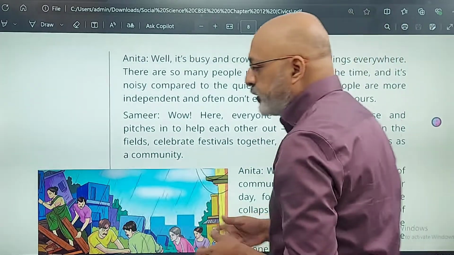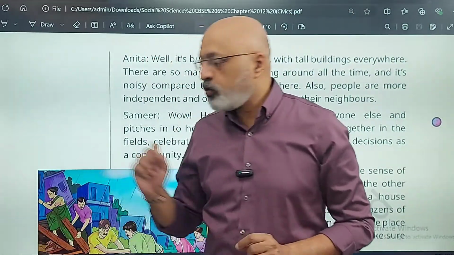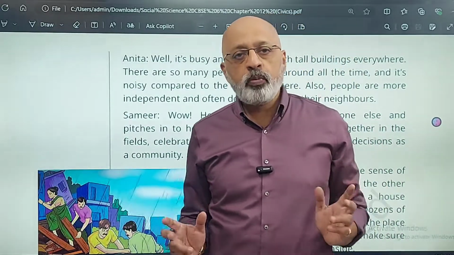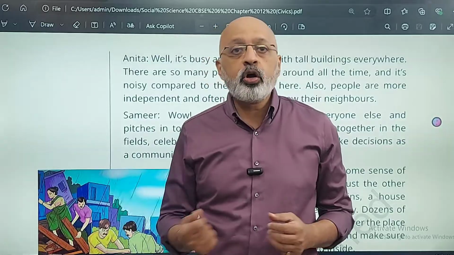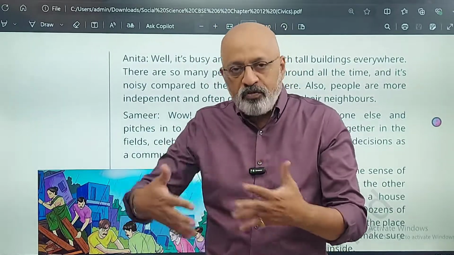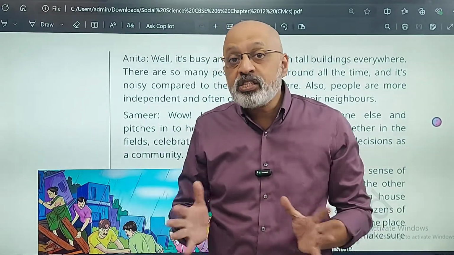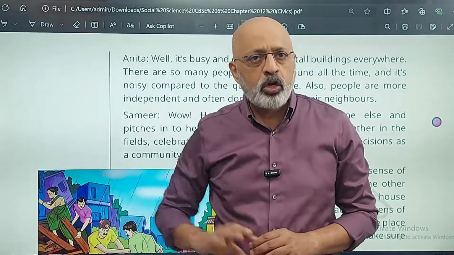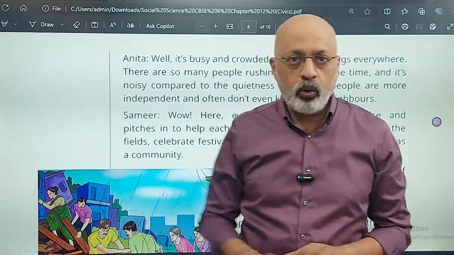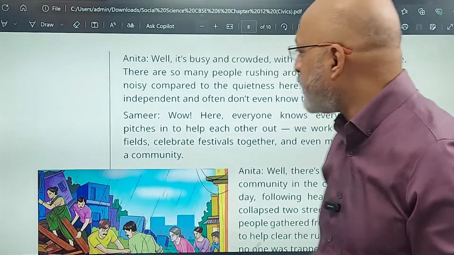That in the village, you will always know who lives on this side, who lives on that side. What happens in cities? That very often you don't even know who your next door neighbor is. Okay, because everyone leads a very insulated kind of life. You know, I don't care who my neighbor is, what he does, whatever. Okay, so that's the difference between a village and a city.